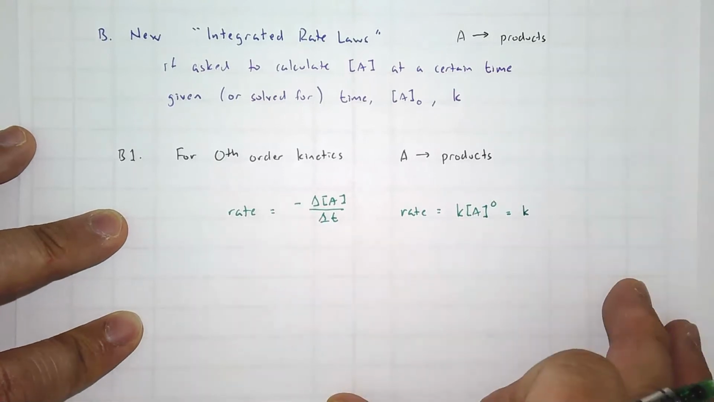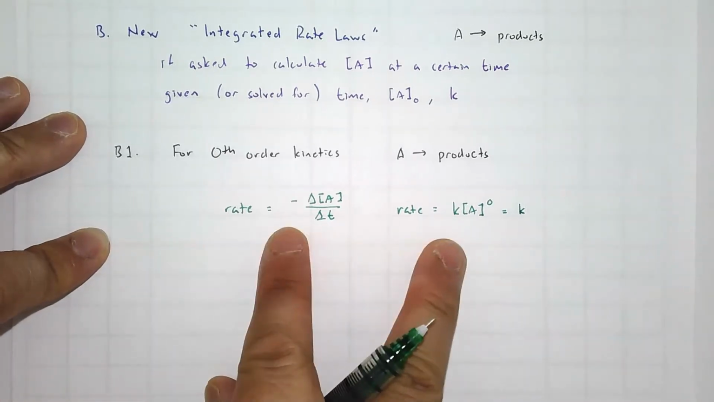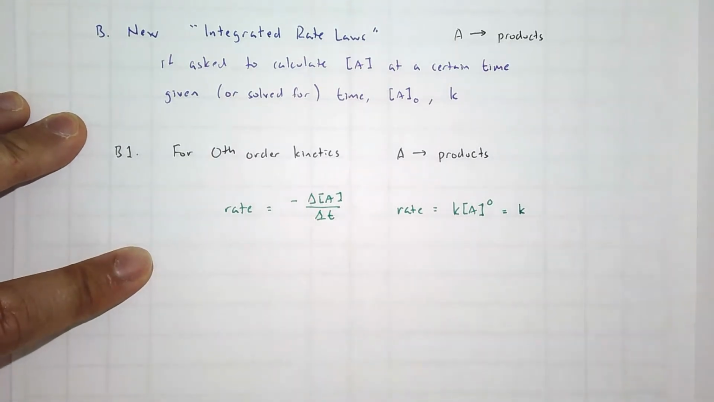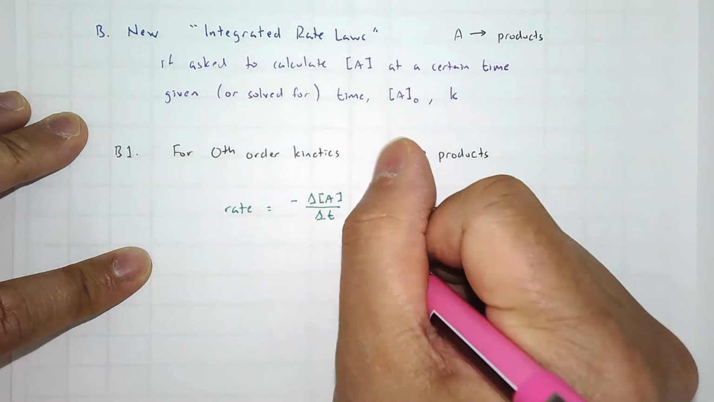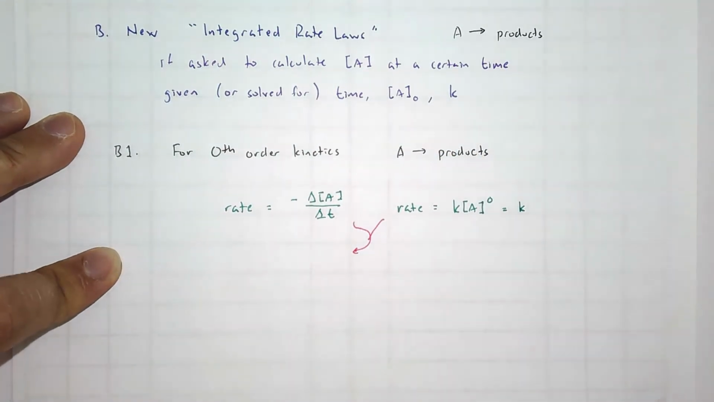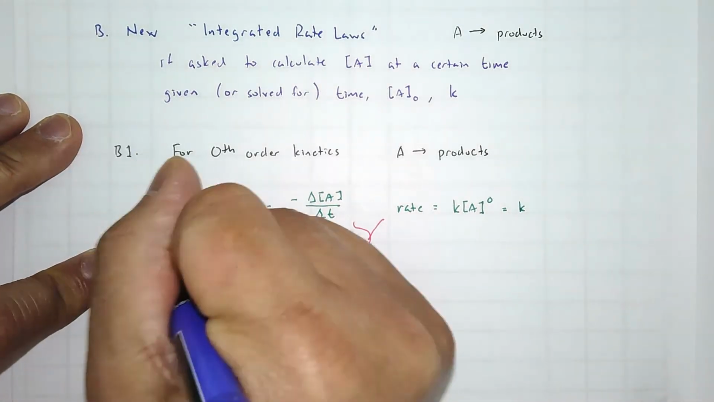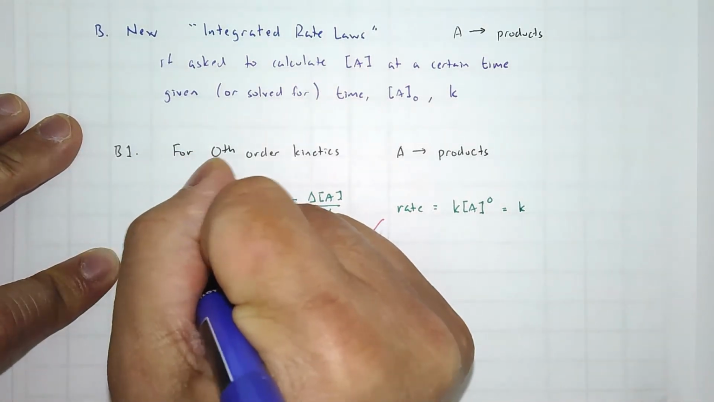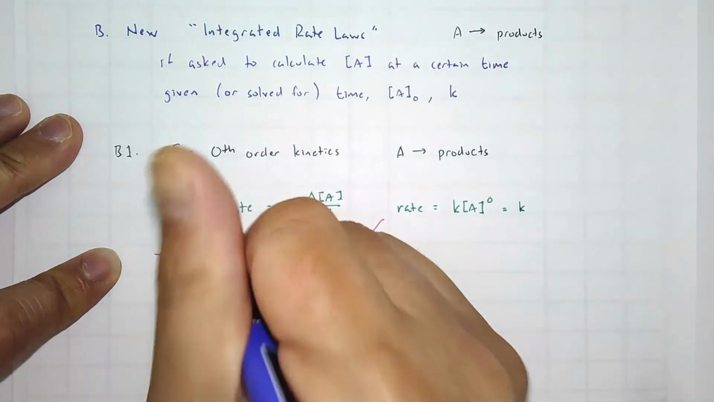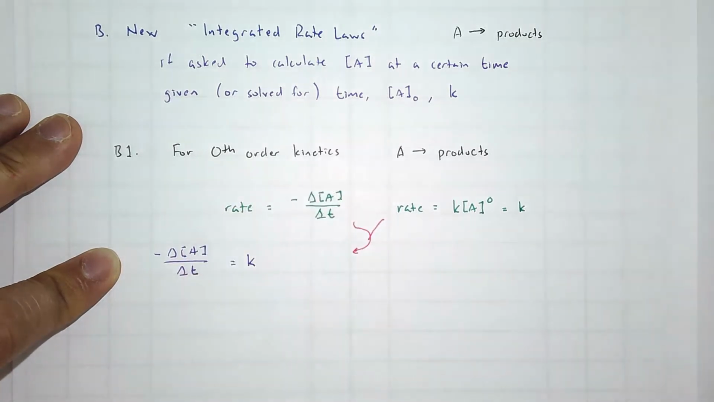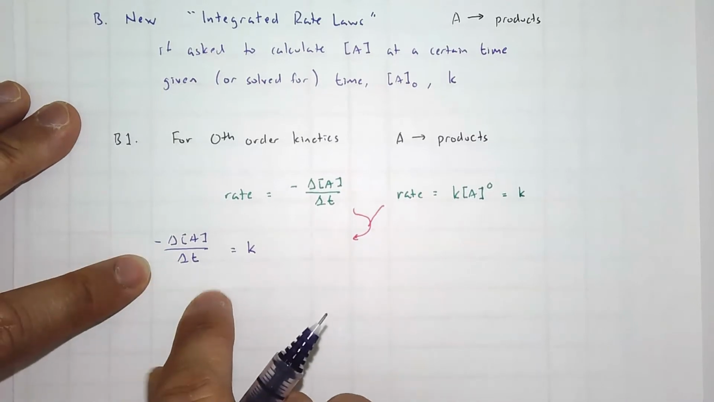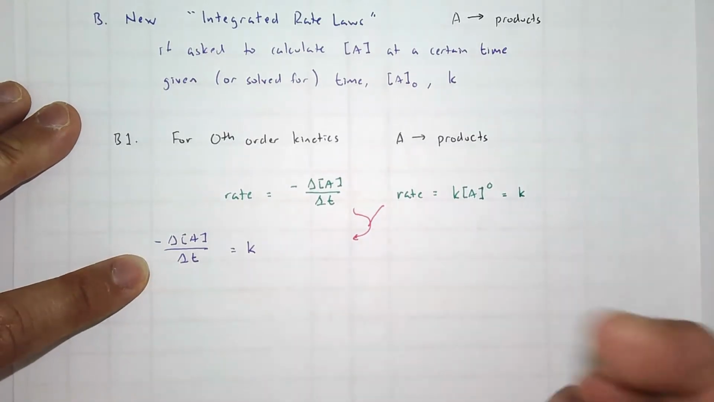The integrated rate laws combine or set these two equal to each other, and we do a little bit of calculus. So let's combine these. I'll write this in purple. Negative delta concentration of A over delta T equals K. And we're going to integrate over values from time 0 to time t.